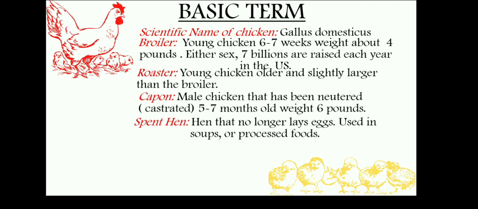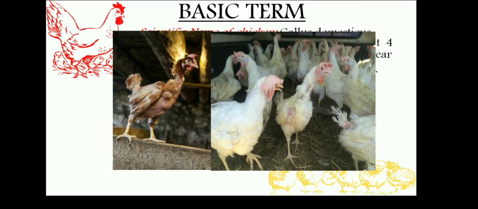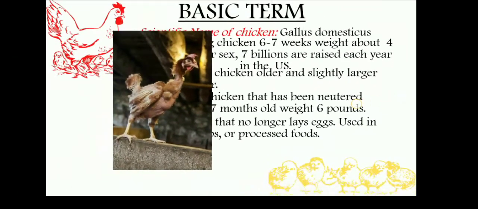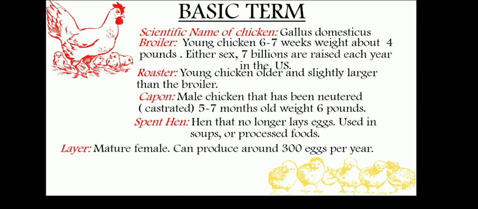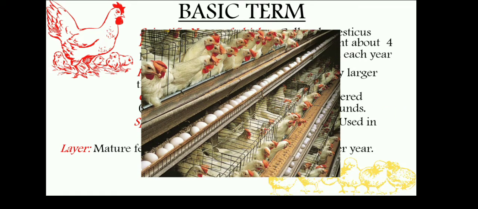Next is spent hen, a hen that no longer lays eggs, used in soaps or processed foods. This is the example of a spent hen, kaning wala na siya mga balhibo, and this is used for processed foods. Next is layer. It is a mature female that can produce around 300 eggs per year. Maproduce sila og 300 eggs kaning mga layer. This is the picture, the example.